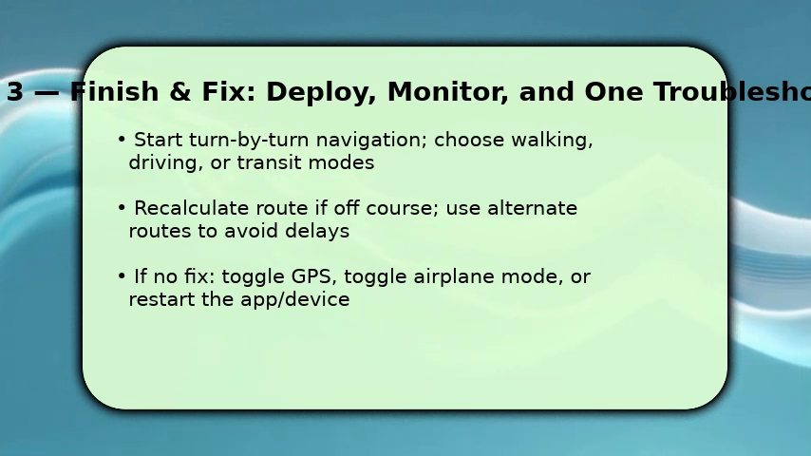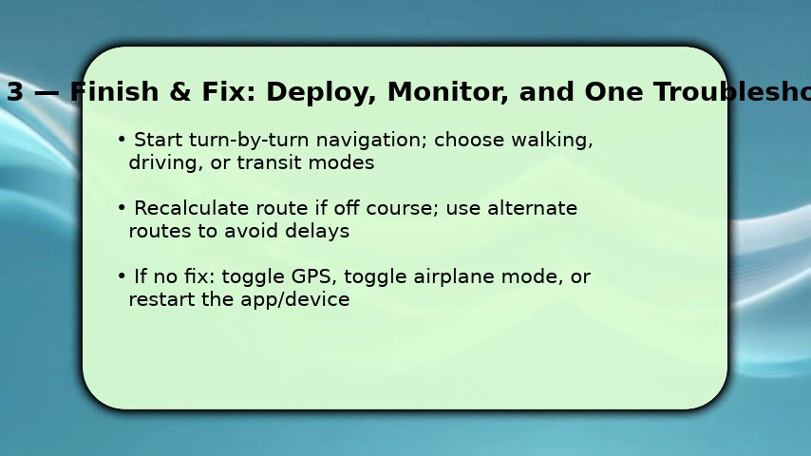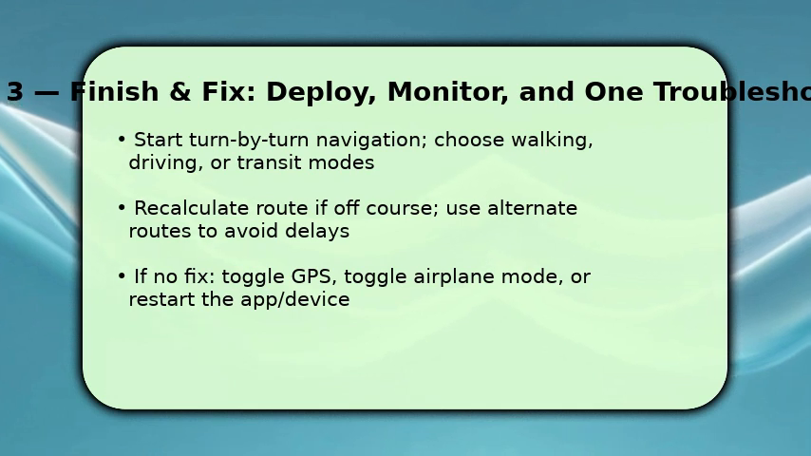If the map loses your position, troubleshoot quickly. Toggle GPS or airplane mode, restart the app, or reboot the device. This often forces a fresh satellite fix and restores reliability.